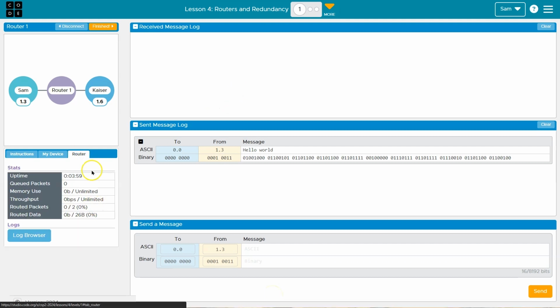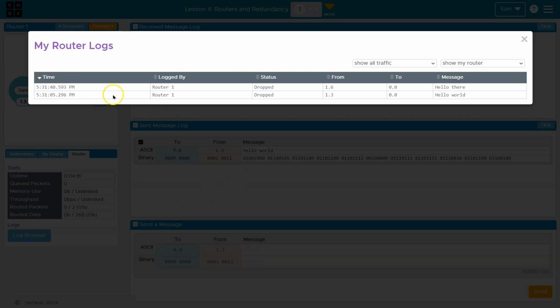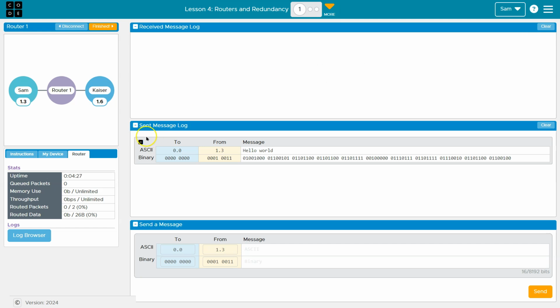And let's take a look at the router. We even have some router stats here. And this is just telling us, obviously, memory used, how much uptime, packets exchanged. Packets is just data. And we can browse the log of any information going to and from this router. There's my message, there was the response. Cool. And this is kind of just playing around with how the internet actually works.